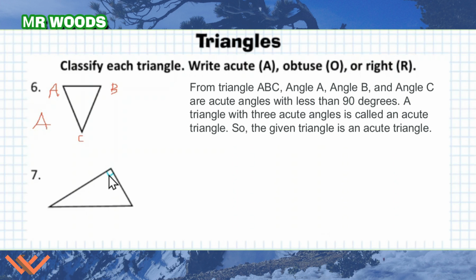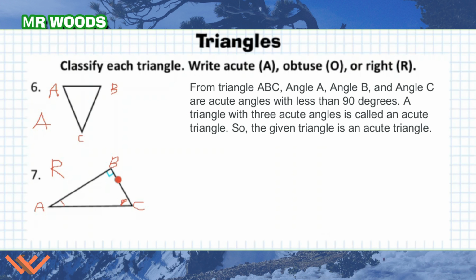Number 7, we see this notation here, or this symbol, and that's telling me that is a right angle. So I'm going to put over here, this is definitely a right triangle, so there's that R. We know this is 90 degrees, so that makes this angle here and this angle here acute angles. So when I label it A, B, C, I would say something like, from triangle ABC, angle A and C are acute angles with less than 90 degrees. A triangle with 2 acute angles and a right angle is called a right triangle.